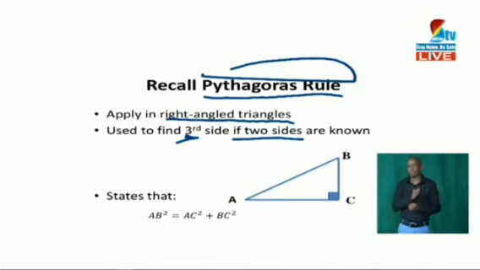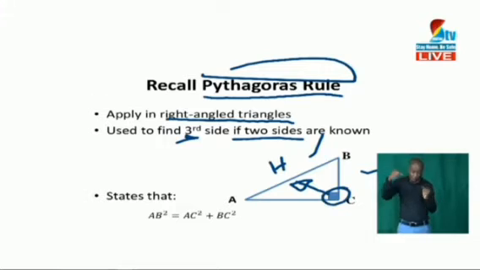Here is an example of a right-angled triangle. We have this side, I'm marking with H. Side AB is called the hypotenuse side, and it is the longest side in a right-angled triangle. Sometimes it's not easy to spot the hypotenuse side, but we can use the idea that the hypotenuse side is always opposite the right angle.